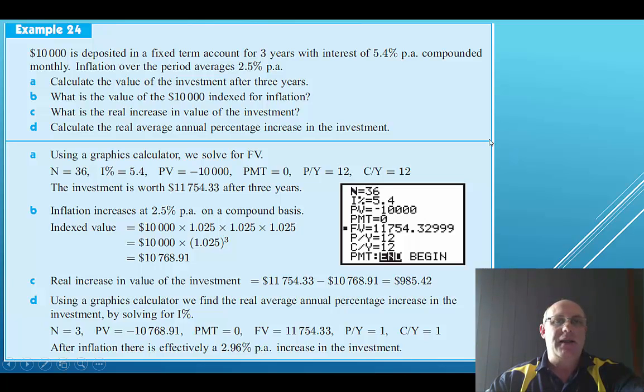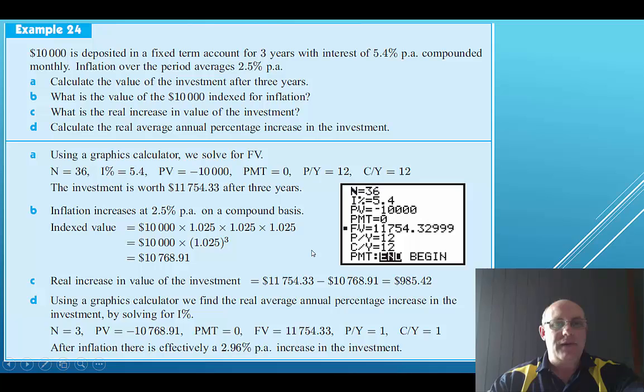So the first question is to calculate the amount of the investment. That's just using your TVM problem solver. Putting in the values of N, I, PV, payment 0, and your payments per year, and finding out the future value of your investment. It works out to be $11,000 there.